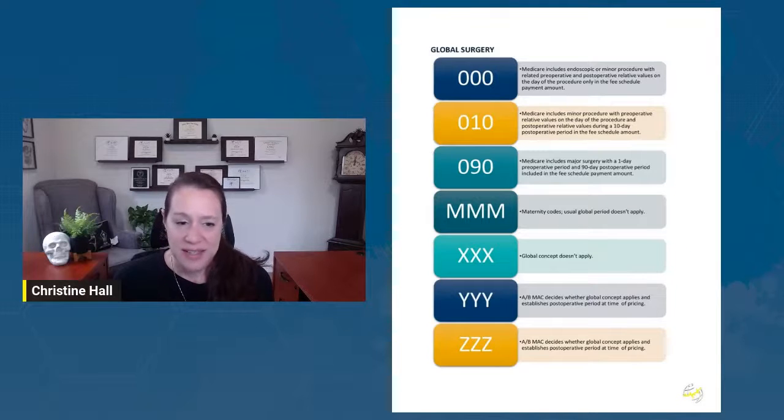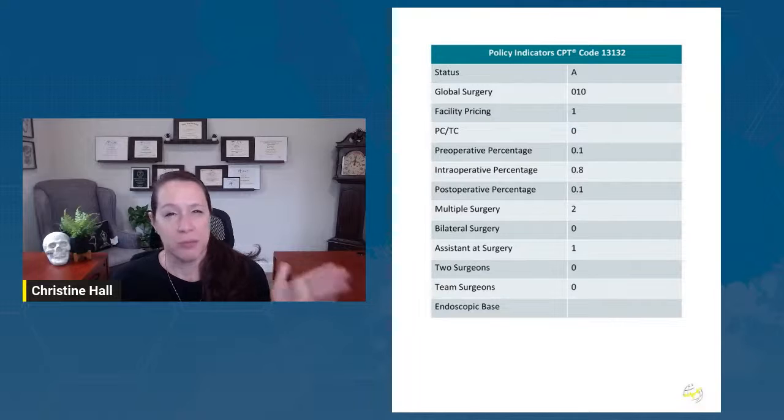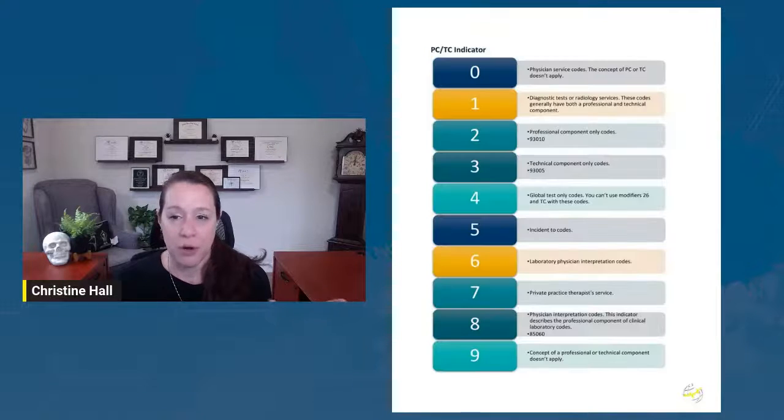Now, let's look at the next box. So if we go back to our original code, the next box is, I'm going to skip facility pricing because we're looking at it from a pro fee perspective. We're going to go right into that professional component, technical component. Now, there's a lot of indicators to tell us whether it's a professional component or a technical component.